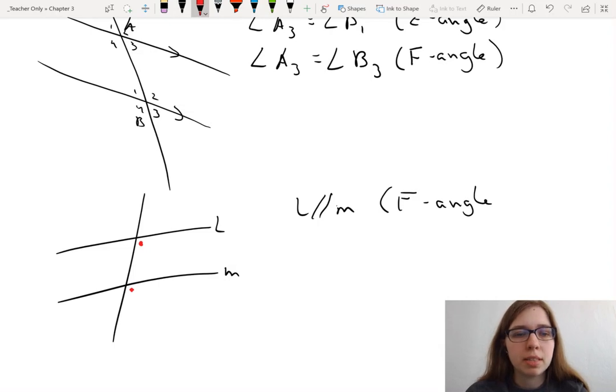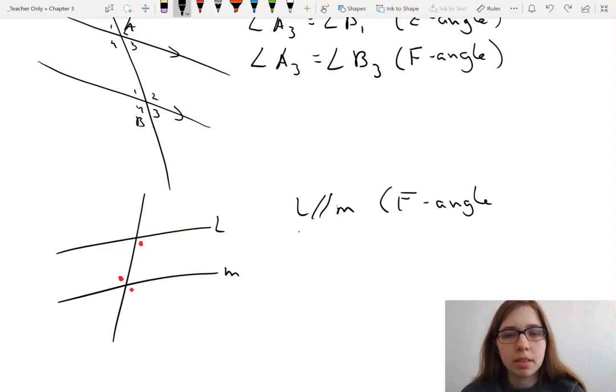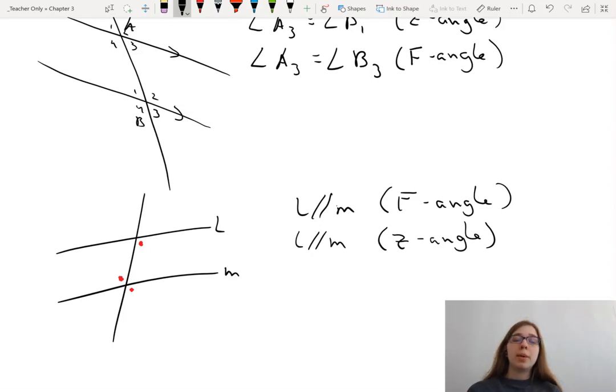Similarly, if I know that these two are the same, the one at L and the one at M, then because of the Z angle, I can again say that L and M are parallel. So this rule works both ways around. If we have parallel lines, we can use it to compare angles. If we know some angles, then we can use the Z and F angle to see whether lines are parallel. So that is very convenient.